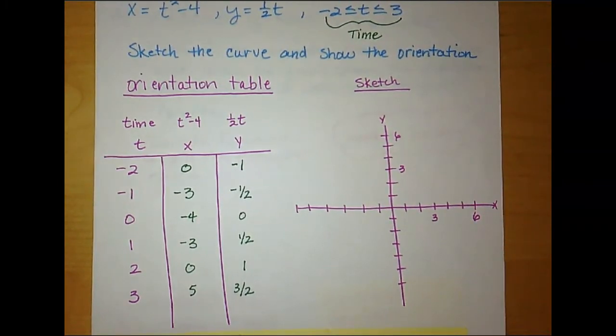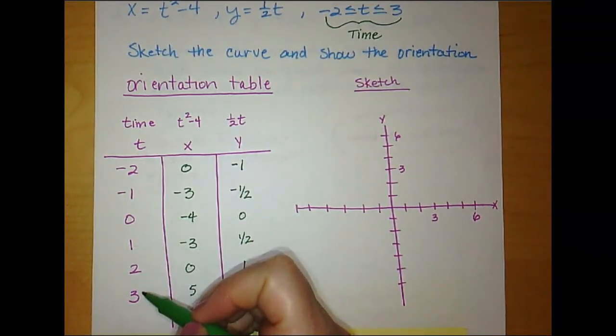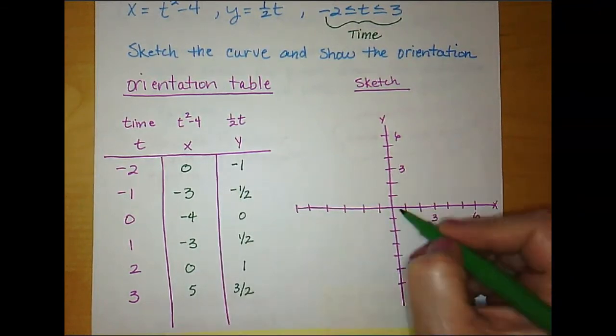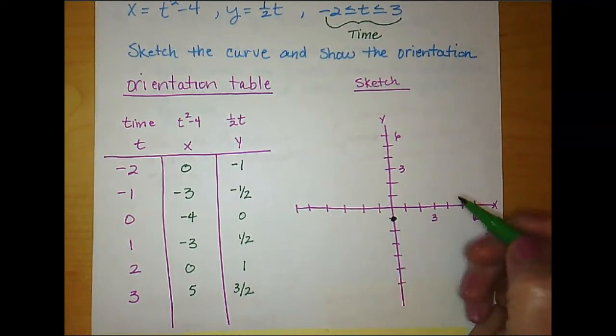So now how we graph our curve is graphing in order from time -2 to time 3. We graph these points. So our first point is at 0, -1, so that's that point right there at time -2.